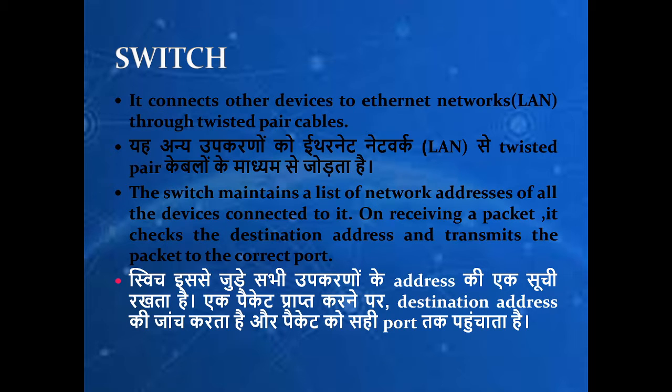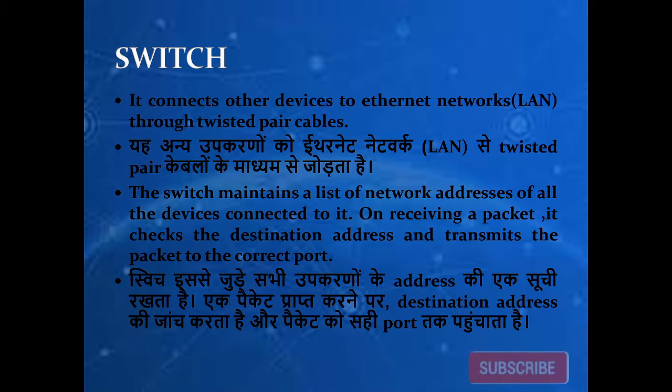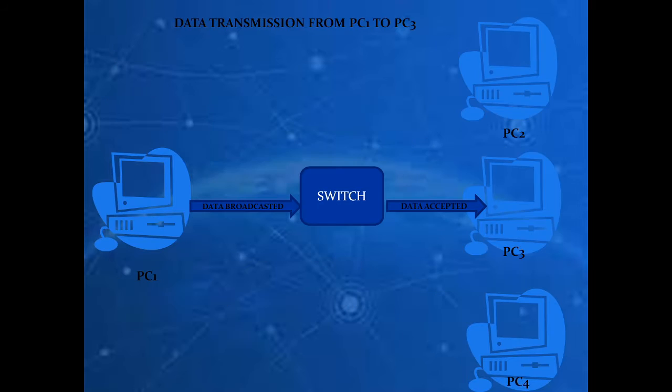Okay, so the switch maintains a list of network addresses of all the devices connected to it. On receiving a packet, it checks the destination address and transmits the packet to the correct port. Packet means the data has been broken down into fixed sizes, and those pieces are known as packets. Okay, so this switch is different from hub. The working of the switch is different because here the switch is maintaining the addressing technique. How it is maintaining the addressing technique, let us see by proceeding to the next slide.